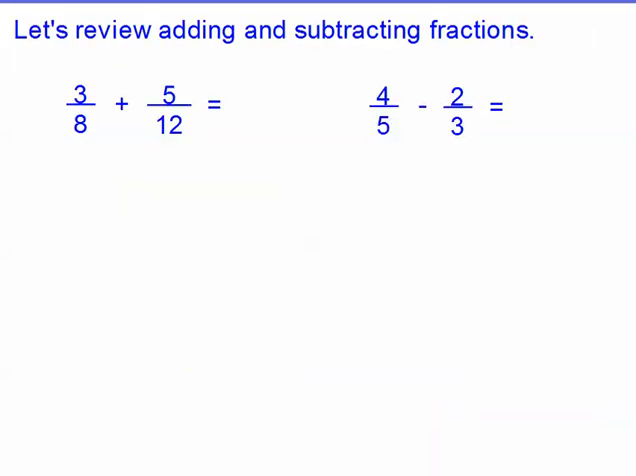So let's see if we can review how to add these. So we start with our 8 and our 12, where we need to find a common denominator. Like I told you yesterday, the easiest way to do that is you start with the biggest denominator you have, and you go through the multiples of that number until the other one will go into it. So here we have 12.